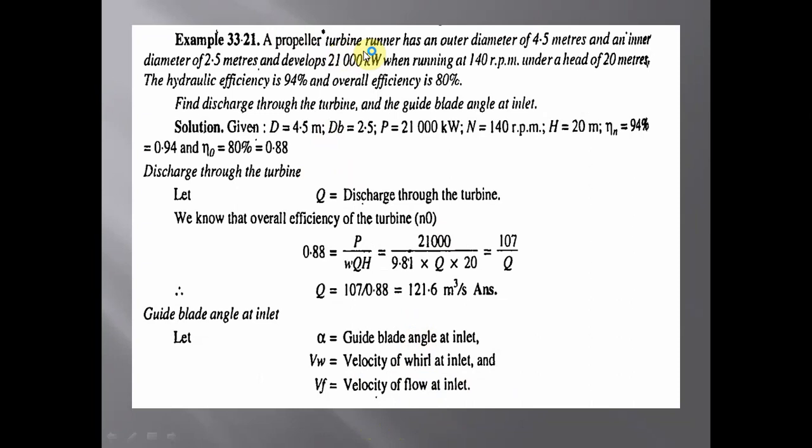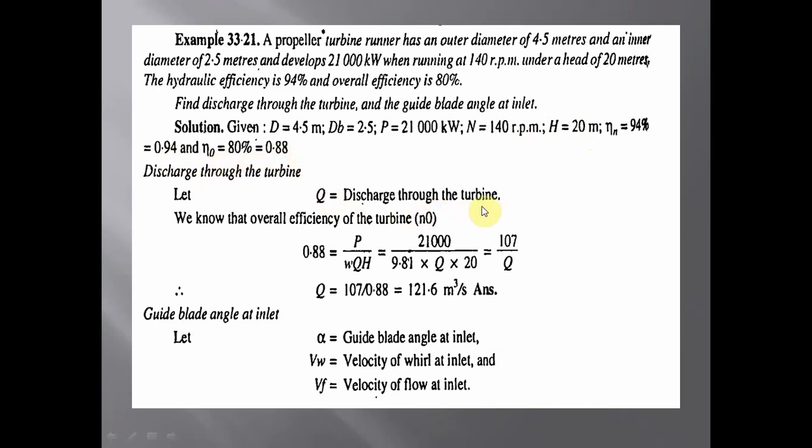Next one: a propeller turbine runner has an outer diameter of 4.5 meters and inner diameter of 2.5 meters and develops 21,000 kilowatts when running at 140 rotations per minute under a head of 20 meters. The hydraulic efficiency is 94% and overall efficiency 80%. Find the discharge through the turbine and the guide blade angle at inlet. So given: diameter D is 4.5 meters, Db is 2.5, P equal to 21,000 kilowatts, N equal to 140 rpm, H is equal to 20 meters, hydraulic efficiency is 0.94, and overall efficiency is 80%, 0.8.